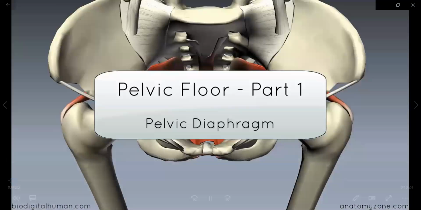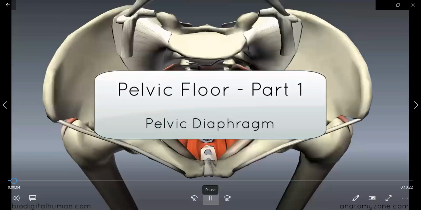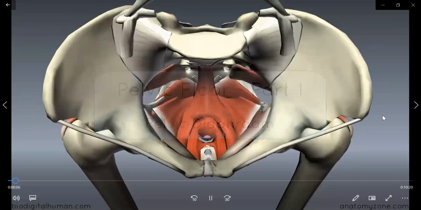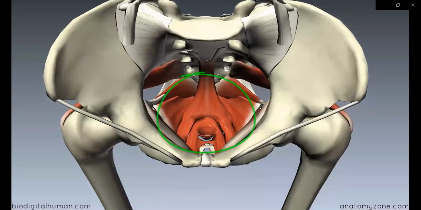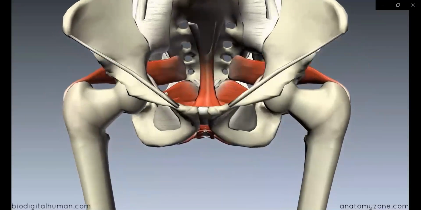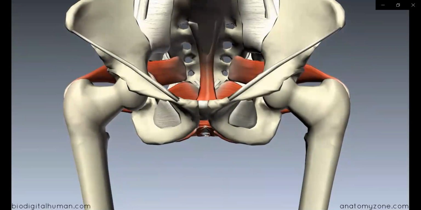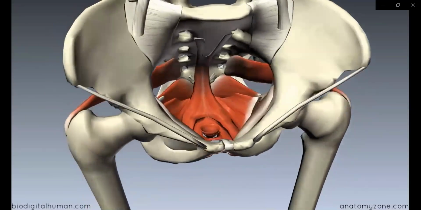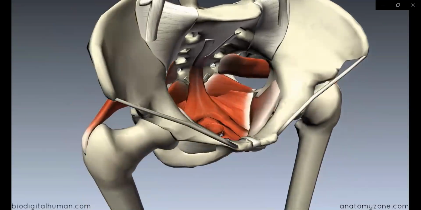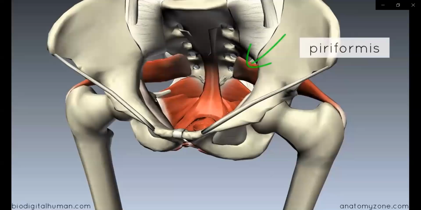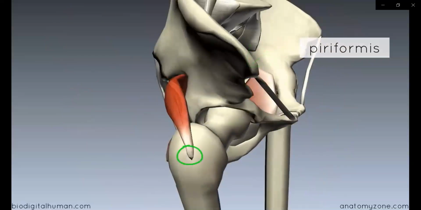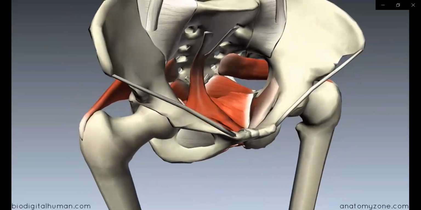This is a tutorial on the pelvic floor. So we'll move space to the pelvis. So you've got the piriformis muscles attaching to the sacrum, right? You can't be that. And you've got the obturator.